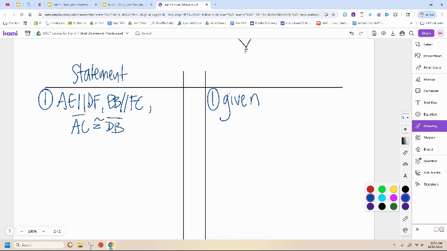Okay. So now I'm going to ask, hey, can I write statement 2 that the triangles are congruent? Can I write it yet? Do I have enough evidence? No. Okay. So here we go.